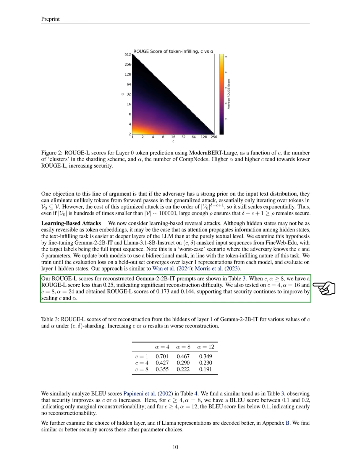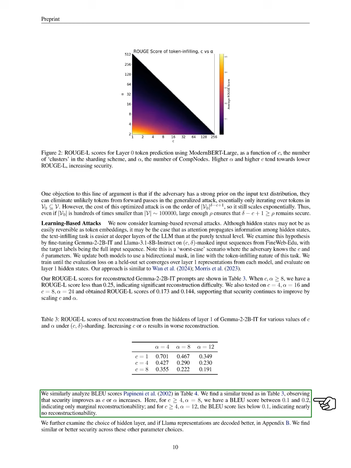Our results show that when our parameters are set appropriately, the Rouge-L scores for reconstructed prompts indicate significant difficulty in reconstruction. We observe similar trends in BLEU scores, confirming that security improves as we increase our parameters. For certain values, we find that reconstruction becomes nearly impossible. We also investigate the impact of different hidden layers and find comparable or improved security across various parameter choices.